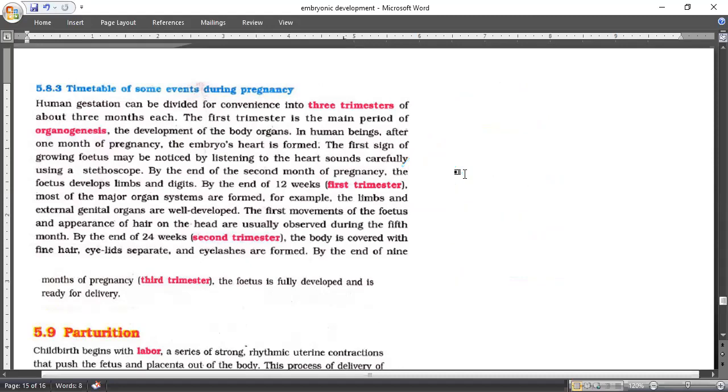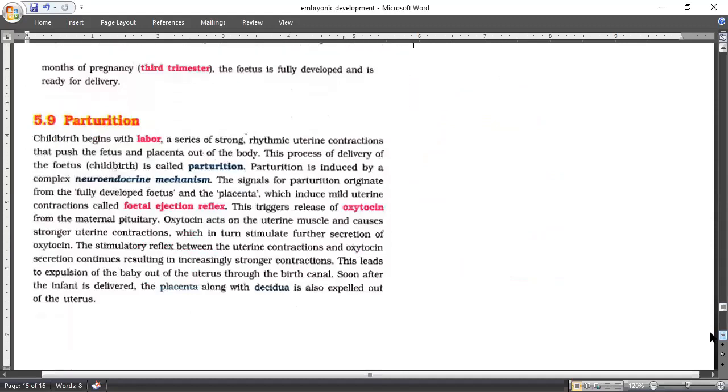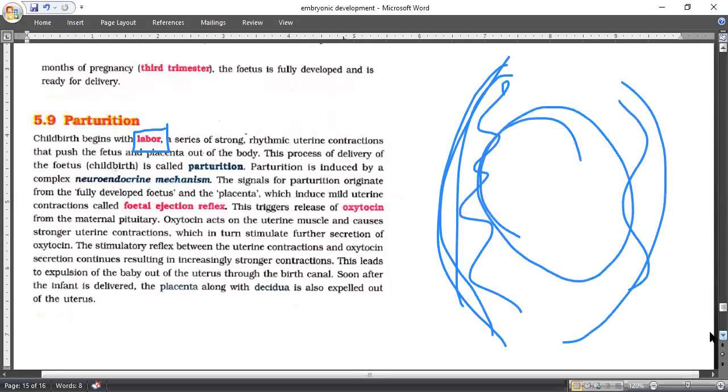Okay, so then moving on to parturition. Childbirth begins with labor, that means pain, a series of strong rhythmic uterine contractions. When the nine months are completed, the baby is growing inside, and uterine contractions push the fetus and placenta out of the body. They should come through the cervical canal, the birth canal, isn't it? The process of delivery of the fetus is called parturition.